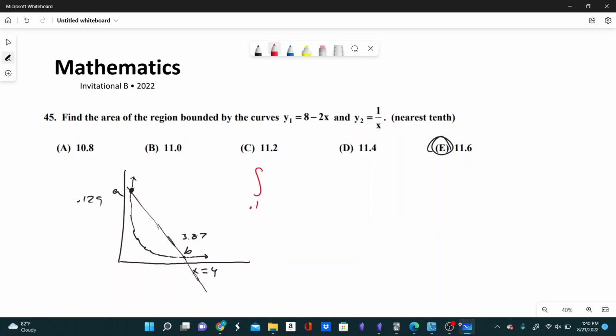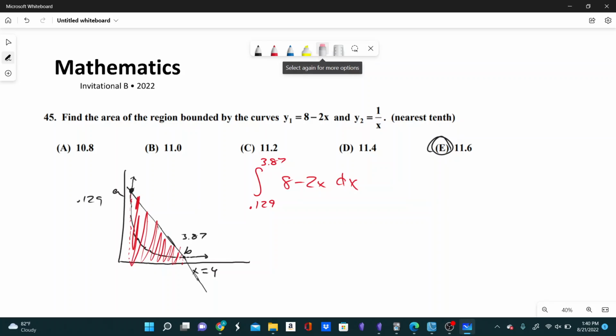So imagine we just integrated on the equation of our line, just 8 minus 2x. So we would be integrating from 0.129 to 3.87 of 8 minus 2x. And what would that area look like? These are our bounds, right? This area would look something like this, right? So just don't even worry about the 1 over x. That's what the area would look like.